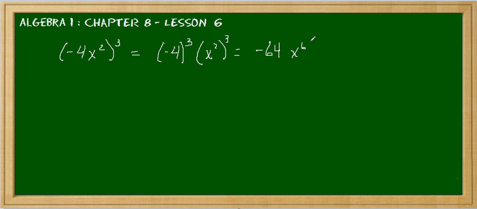Let's take a look at the next one. We have find 3 times 10 to the negative 5th power, in parentheses. All right.